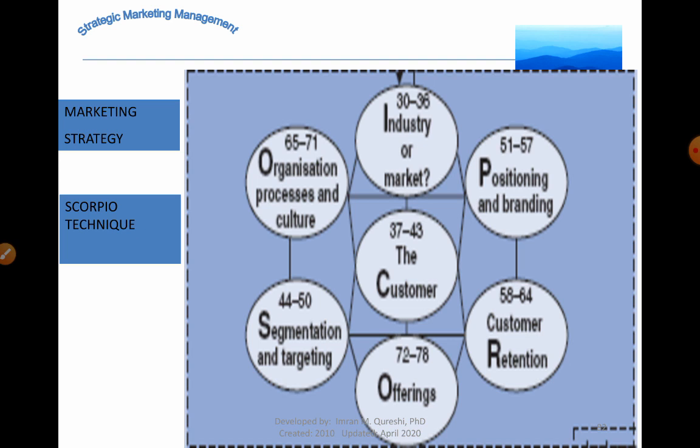Now, in Scorpio, if you see on the top, we have industry or market, then we have the customer, then we have segmentation and targeting on the left, then across we have positioning and branding, then we have customer retention, then we have offerings, and in the end, in the left corner, we have organizational processes and culture. Okay, so these are the acronyms that are used to denote this technique, which is called the Scorpio technique. Okay, so let's go into all of them one by one.